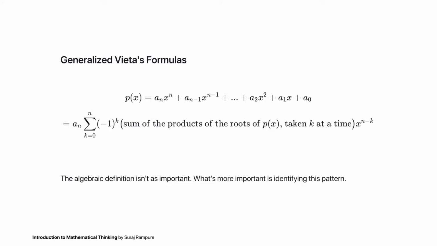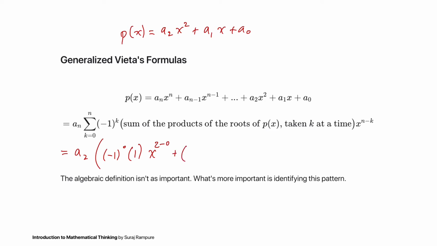Is that clear? So to write this out for, I don't know, p of x some second degree polynomial, the sum would look like a2, now -1 to the 0 first, because k starts at 0, times the sum of the products of the roots of p of x taken 0 at a time. So how many ways can I choose 0 of the roots and then multiply them and then add that? What is the product of none of the roots? One, right? So I leave this as 1 times x to the 2 minus 0, which is x squared.